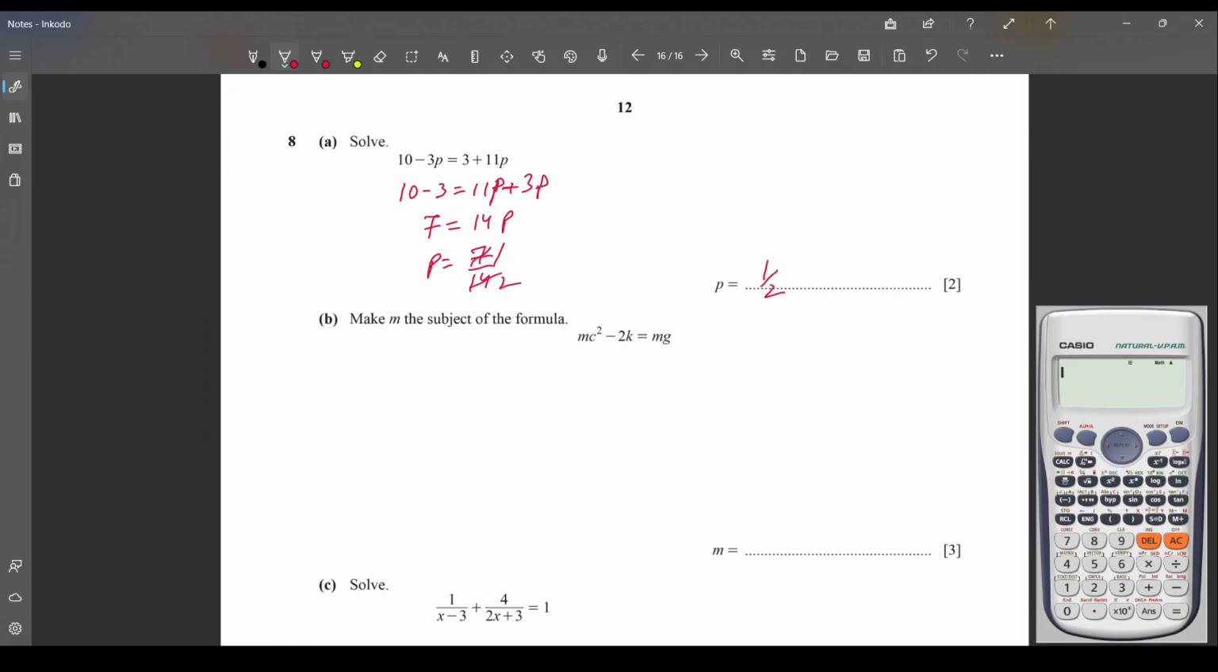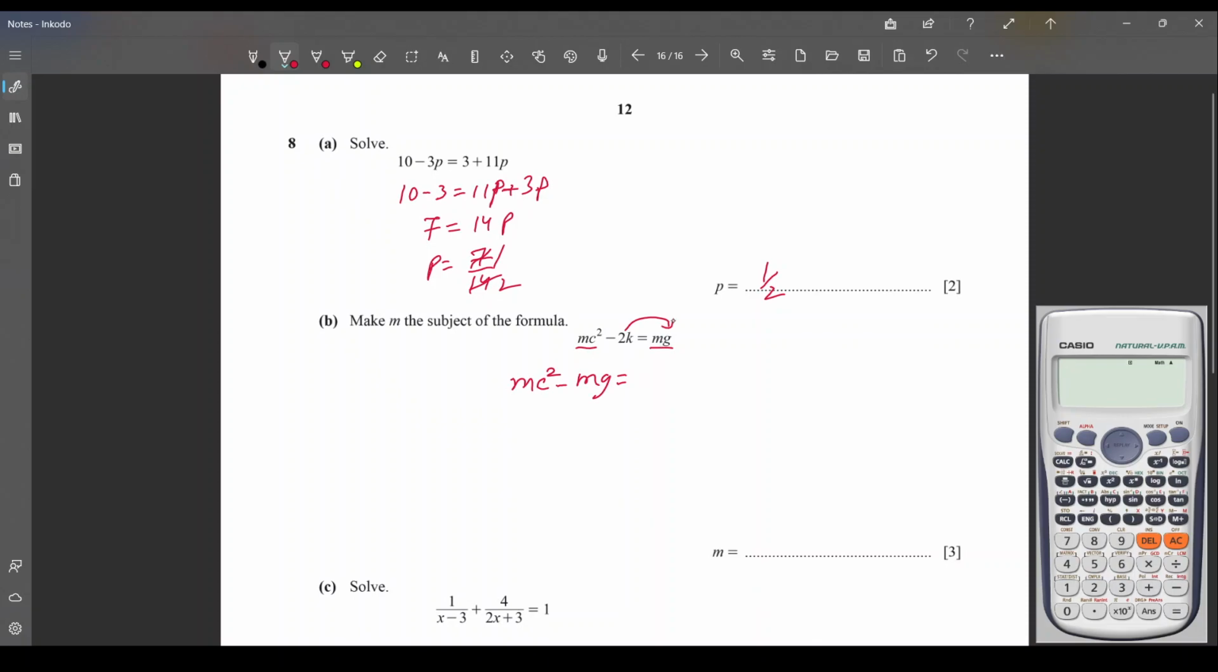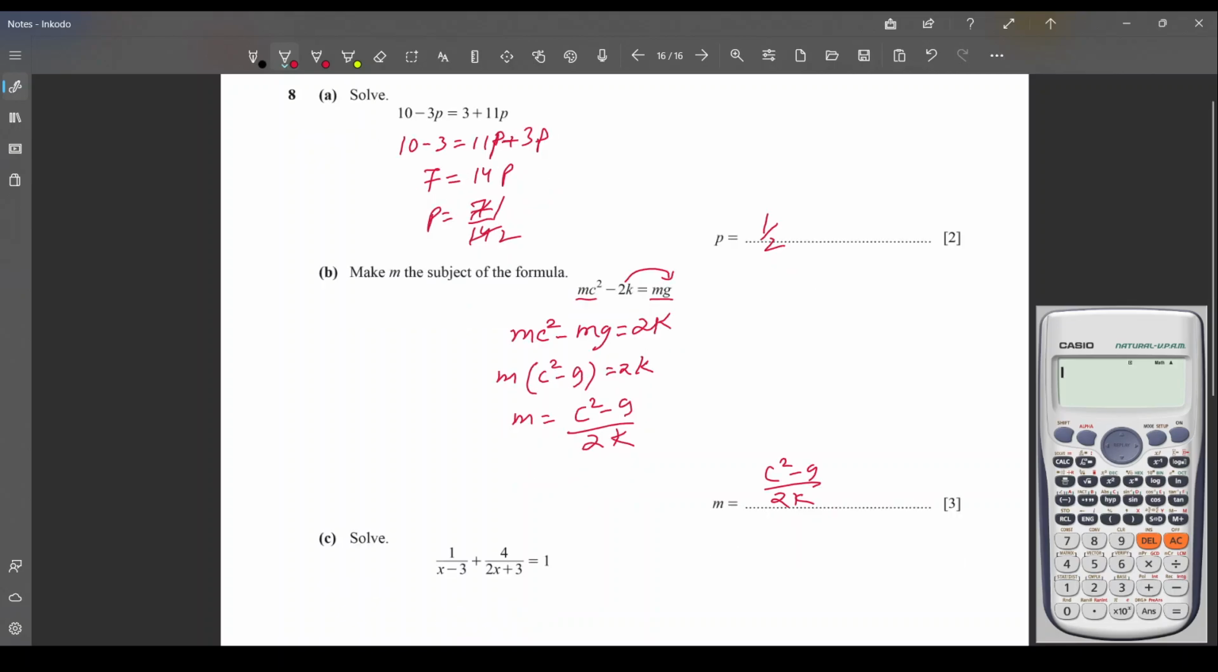So part B, make m the subject of the formula. So here also m is there, here also m is there. So let's take it together. mc squared minus mg equals 2, then plus 2k, as 2k goes there with a plus sign. Then if we take out m as common, we get m times c squared minus g equals 2k. So m equals 2k divided by c squared minus g.